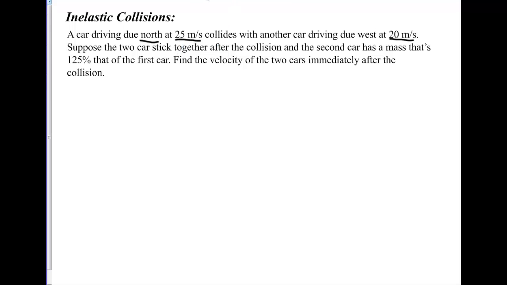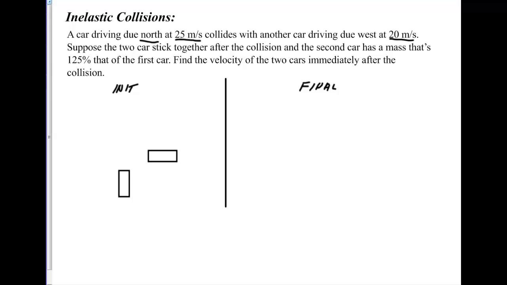Alright, a good way to set these problems up is always to draw a picture of what's happening before and what's happening after. We'll set this up as the initial condition. We'll set this up as the final condition. Okay, we'll go ahead and draw an object representing the cars. We have one car driving north, so we'll have it like this. We'll have another car driving west. We'll represent it like that.